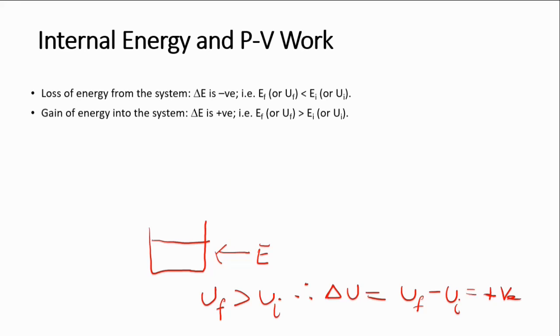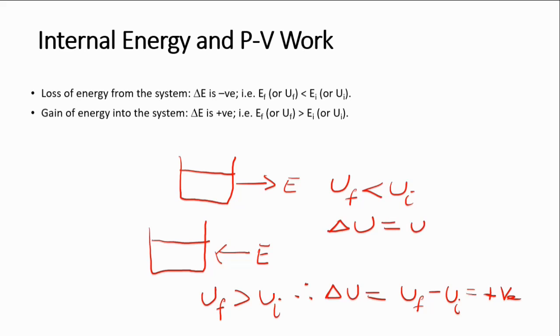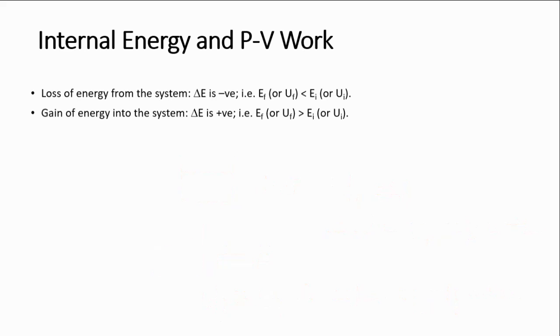However, if you have a situation where energy is being lost from your system, then U final will be less than U initial. So when you go to calculate delta U, U final minus U initial, it is a must that you will get something negative. I'm sure you can agree with that.